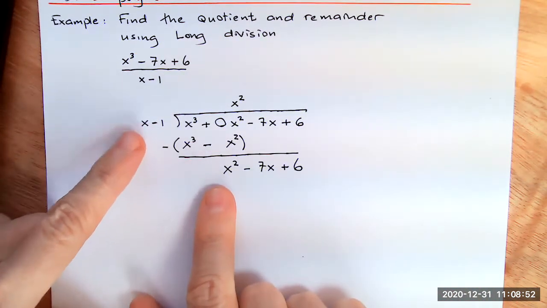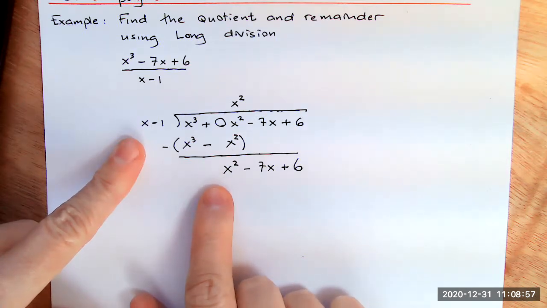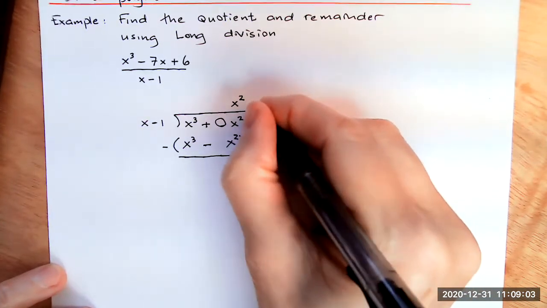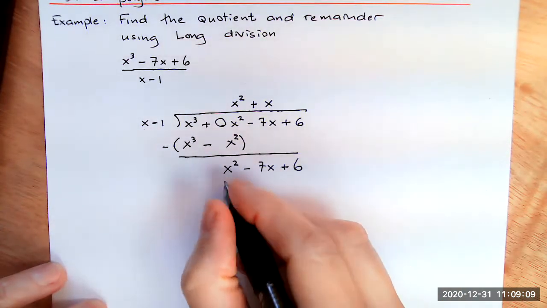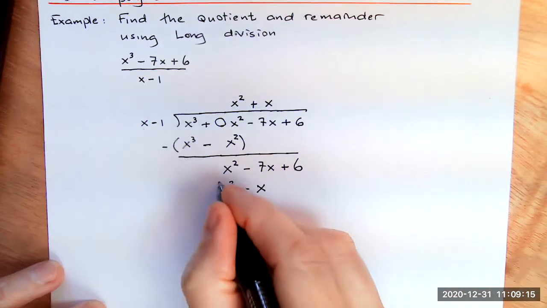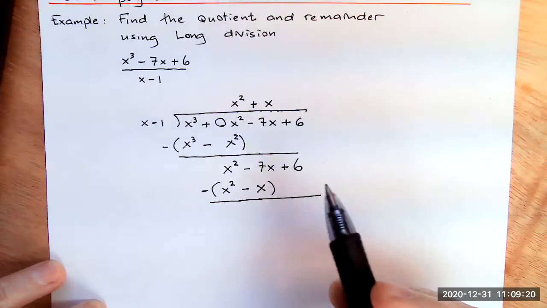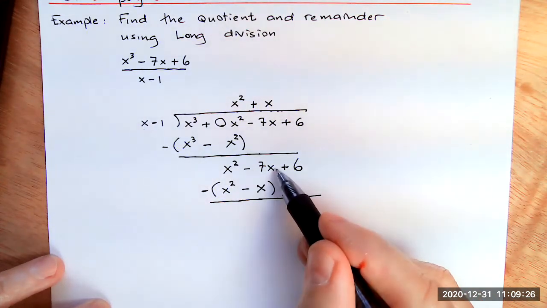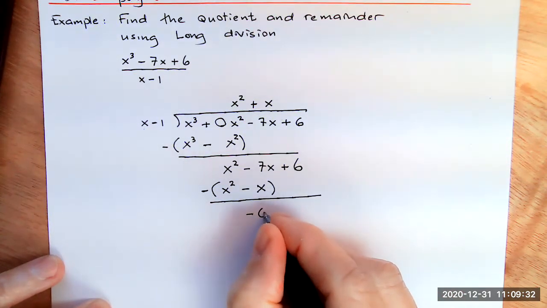Then we look at the leading term. And I say, what do I have to multiply x by to get x squared? And that would be x. So we write it over the appropriate term. So we'll multiply x by x minus 1, and I get x squared minus 1x. And we subtract the whole thing. Don't forget to distribute that minus. So x squared minus x squared is 0. Negative 7x plus 1x is negative 6x.